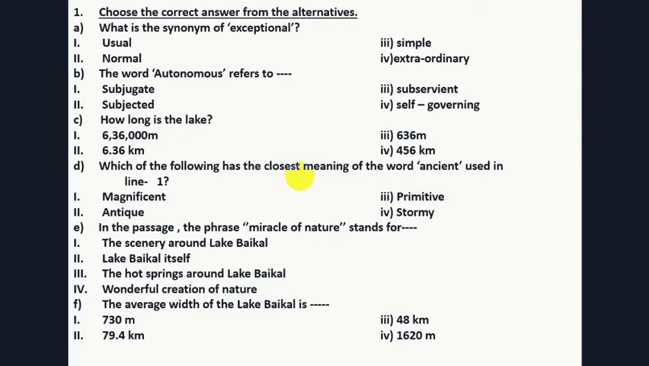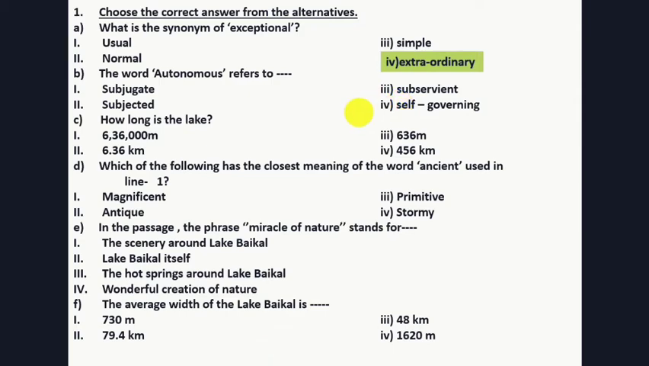What is the first question? Our first question is, what is the synonym of exceptional? Here are some options for you. First is usual, second option is normal, third option is simple, and the fourth option is extraordinary. From our discussion, we already know that the synonym of exceptional is extraordinary. So, in the fourth option there is extraordinary and that is the answer.